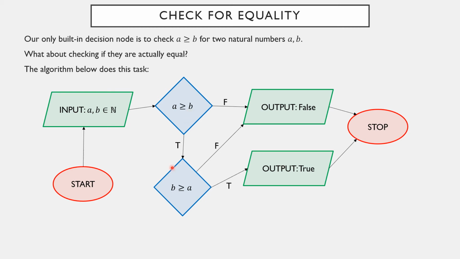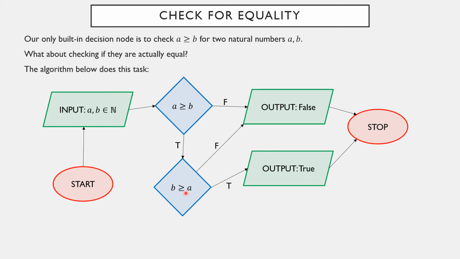A is bigger than or equal to B, and B is bigger than or equal to A. How can I possibly have both of those things true if they were the same number? In other words, if A equals B. So if A equals B, this is true, and this is true, so I output true, because A was equal to B, and then I stop. If A and B are not equal, one of them is bigger than the other. If B is actually larger than A, then this statement is false, and I'll say overall they weren't the same.